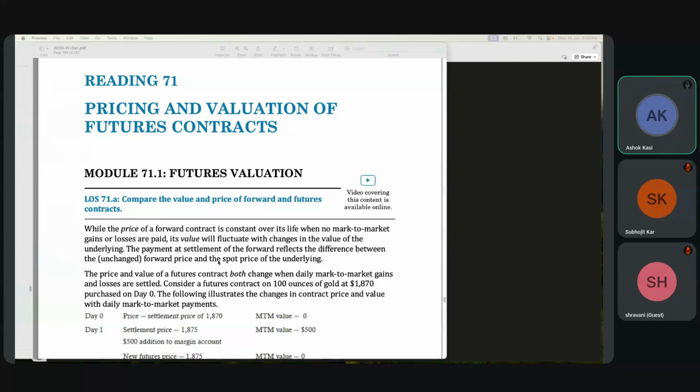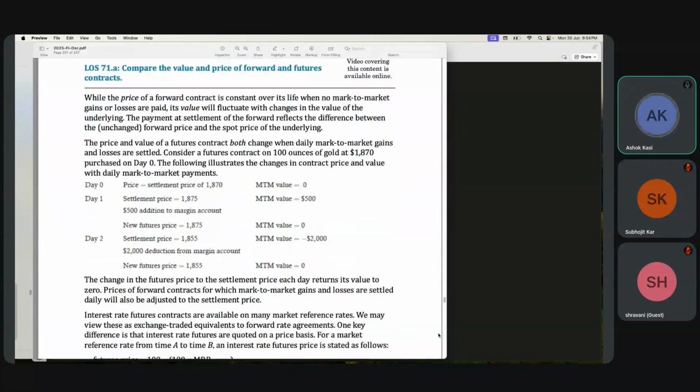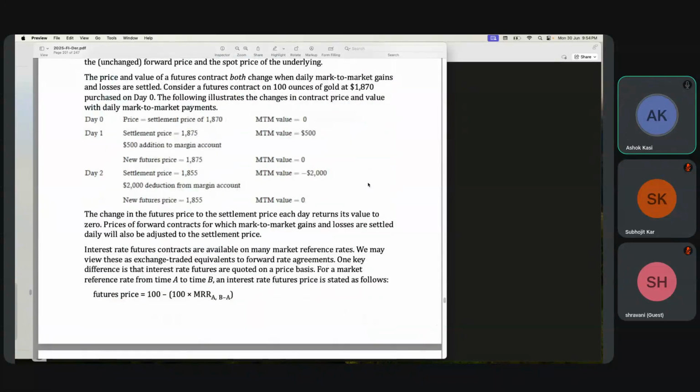Okay. Now this MTM we have already done. You remember mark to market. I think in the first session of derivatives itself I did forward futures. At that time itself mark to market is also done. Okay. Then this future price. Actually, this future price is a part of FRA only.